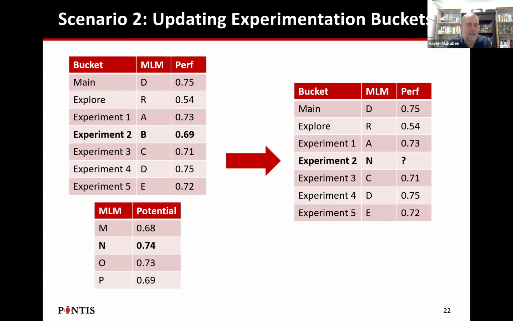And I can take a model that is underperforming, like model B. Its performance is not good enough. And I have here in the database a model that has a good potential. What is potential? Potential is offline performance. So this performance here is online performance, a real world performance. And here in the database, I have offline performance. So I chose this model and I promote it. And now I have a question mark because I don't have history yet.